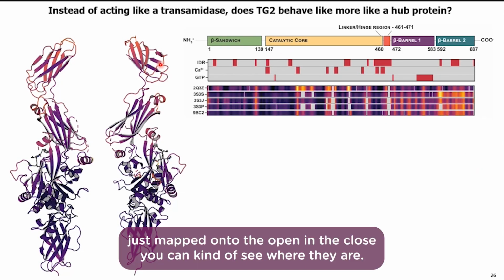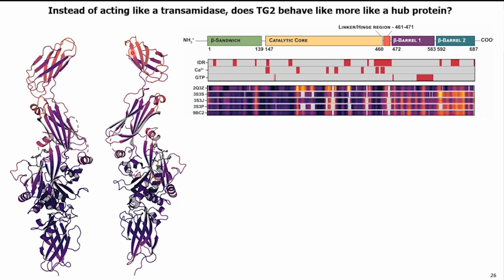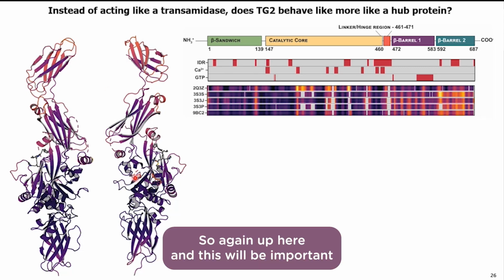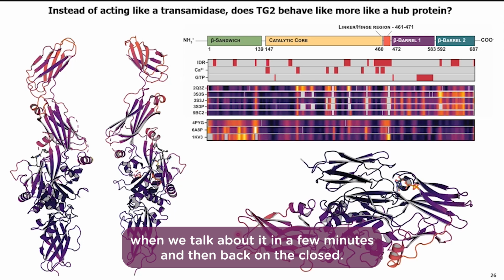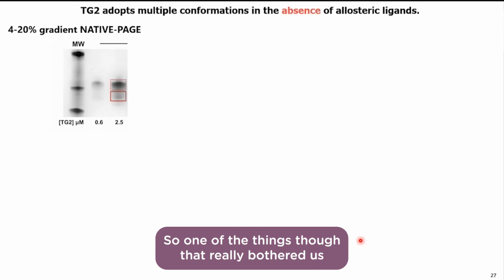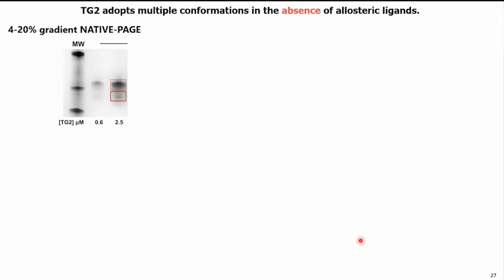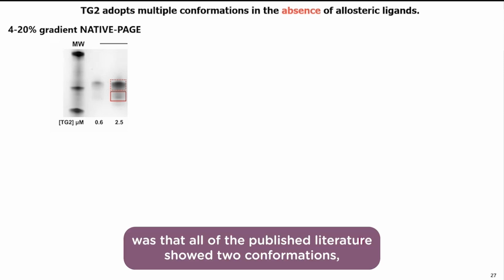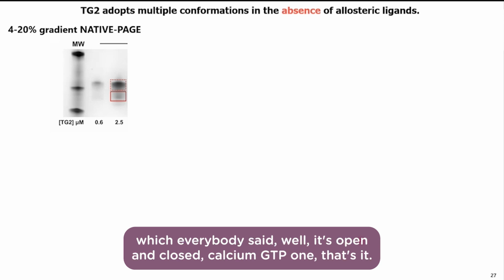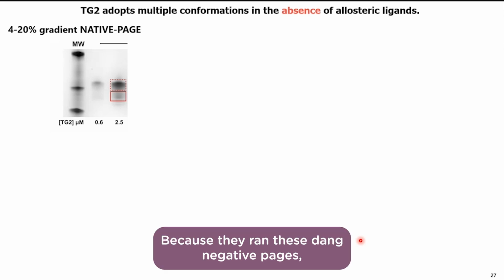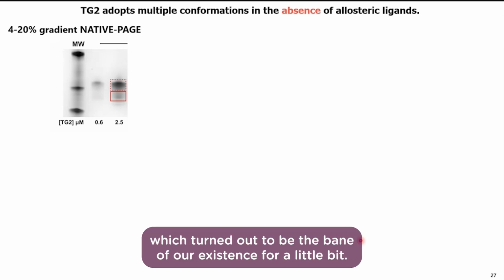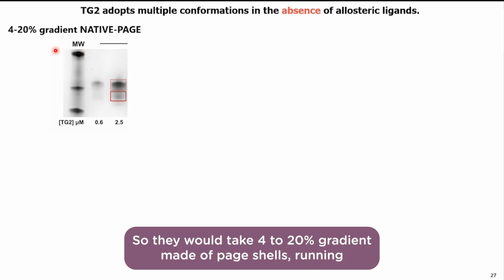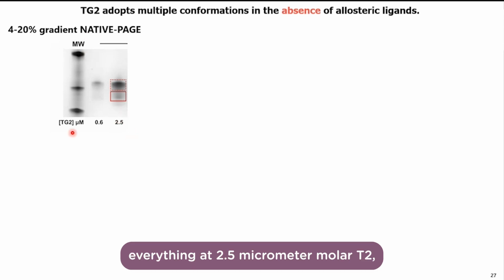And these are just mapped onto the open and the closed, so you can kind of see where they are. So again, up here, and this will be important when we talk about HDX in a few minutes, and then back on the closed. So one of the things, though, that really bothered us was that all of the published literature showed 2 conformations, which everybody said, well, it's open and closed, calcium GTP bound, that's it, we're done. Because they ran these dang native PAGEs, which turned out to be the bane of our existence for a little bit. So they would take 4 to 20% gradient native PAGE gels, run everything at 2.5 micromolar TG2, and they would see 2 bands.